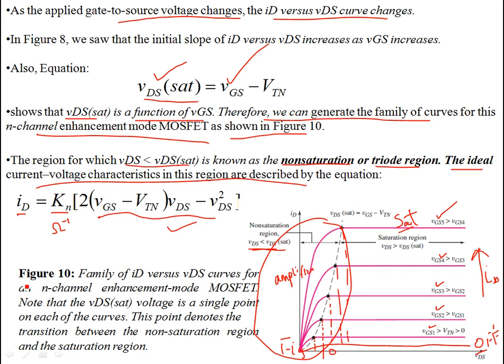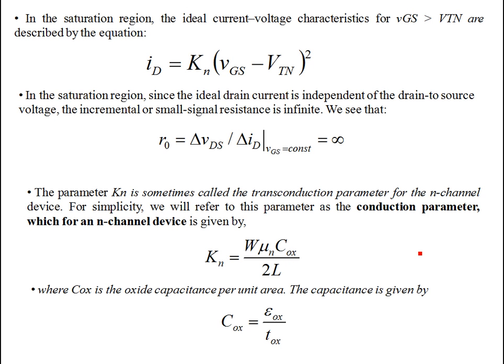So this is the family of ID versus VDS curves for the n-channel enhancement mode MOSFET. Note that the VDS saturation voltage is a single point on each of the curves. So you see these points, they are single points for each given gate to source voltage. And if you join these points, the region towards the left is where you are going to operate the transistor as an amplifier in the triode region or non-sat region. So the point denotes the transition between the non-saturation and the saturation regions. Because beyond this, ID is not going to increase, so the MOSFET is saturated. That is the condition VDS greater than VDS sat.